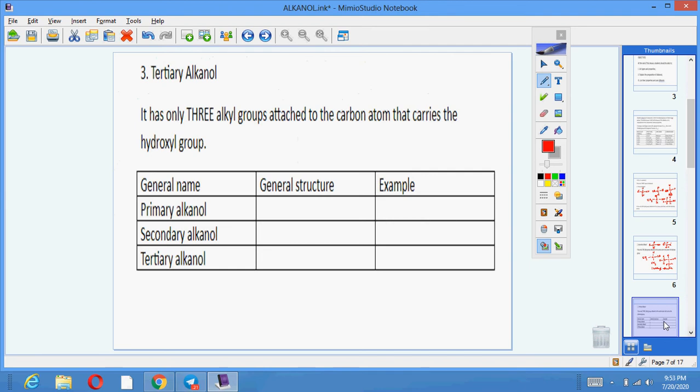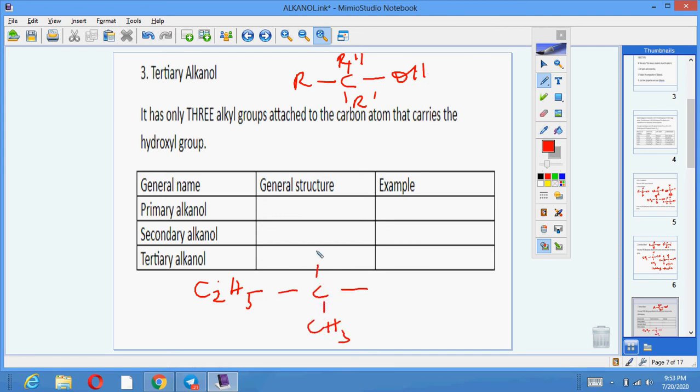Then we have tertiary alkanol. Tertiary alkanol has three alkyl groups attached to the carbon atom that carries the hydroxyl group. So it's in this format: R, R prime, R double prime, and OH. A very good example is C2H5, carbon, CH3, CH3, and OH.